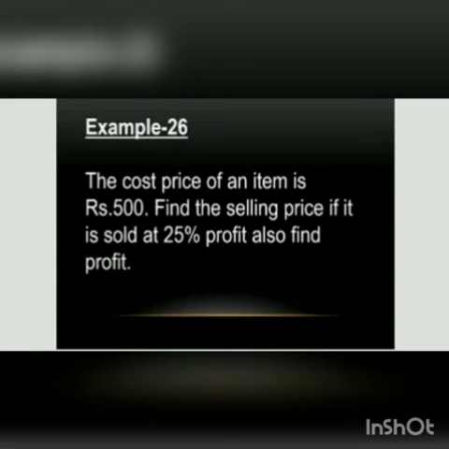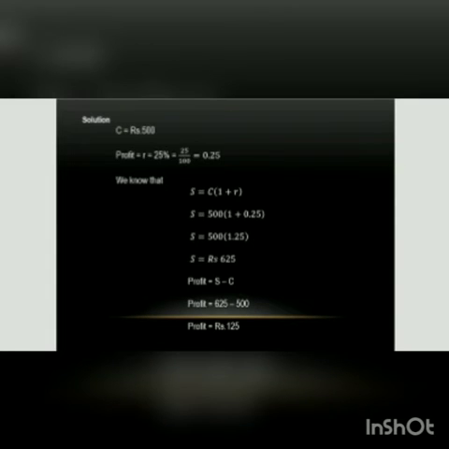First we will write down the cost price, which is rupees 500. Then we are given the profit percentage, which is small r, and that is 25%. When it is given in percentage, we simply divide this value by 100 and we get 0.25. Now we know the formula, which is S is equal to C into 1 plus r. We will simply substitute the magnitudes here, C as 500, r as 0.25, and we will solve it and get the selling price as rupees 625.